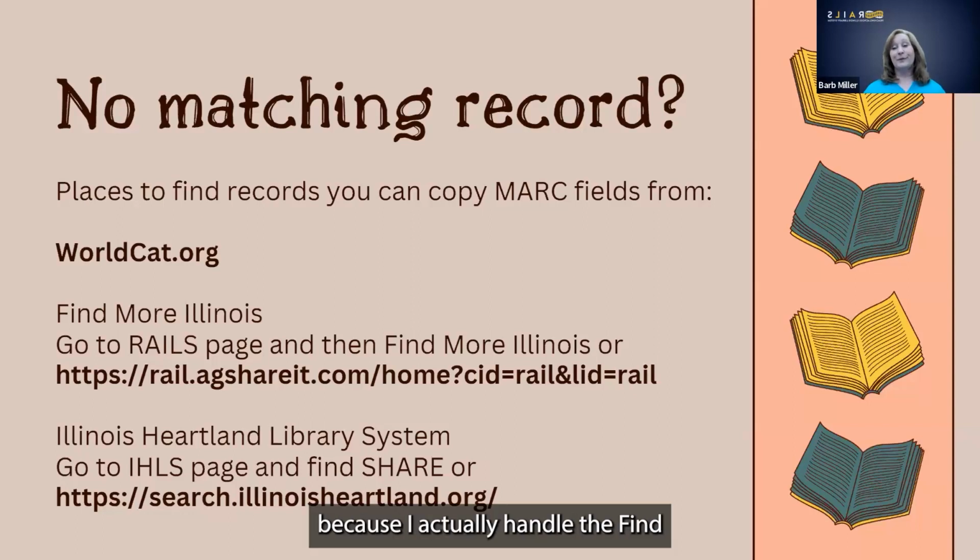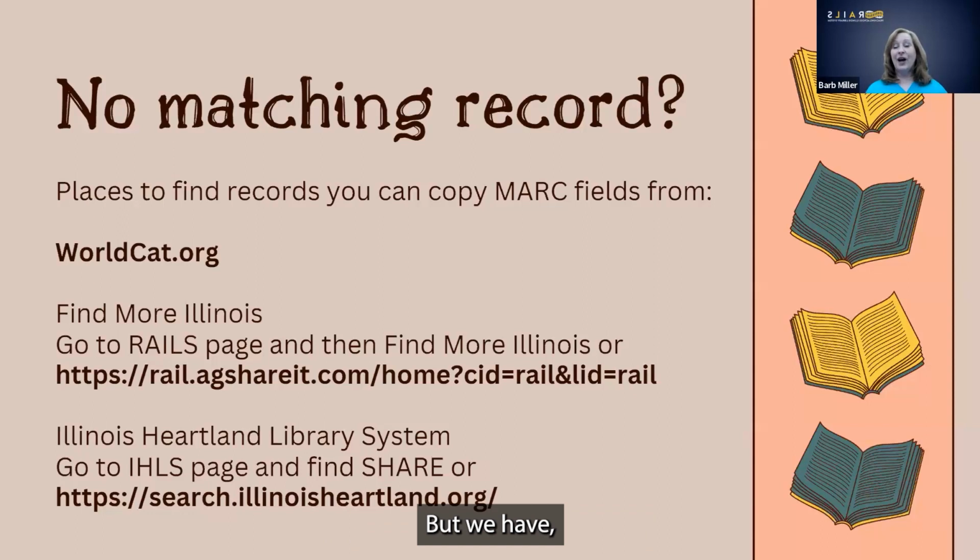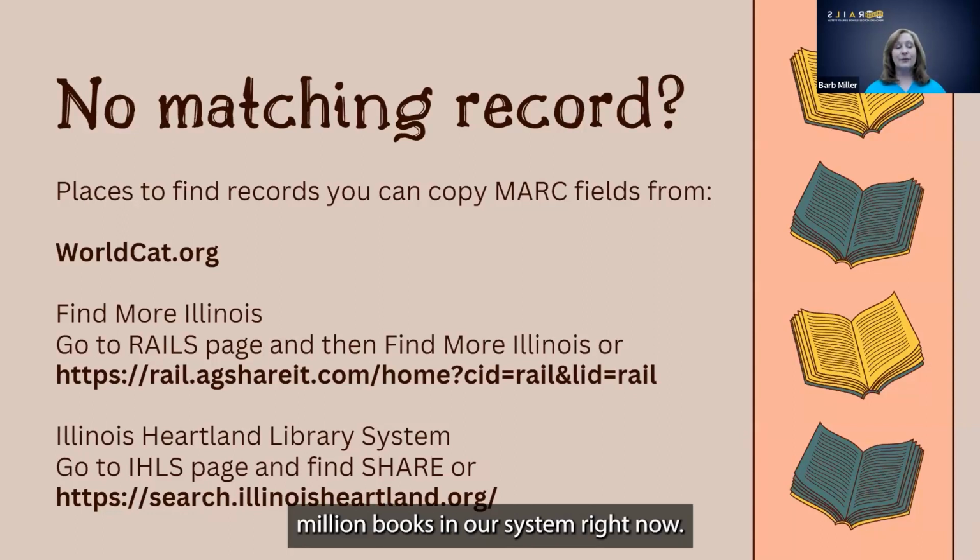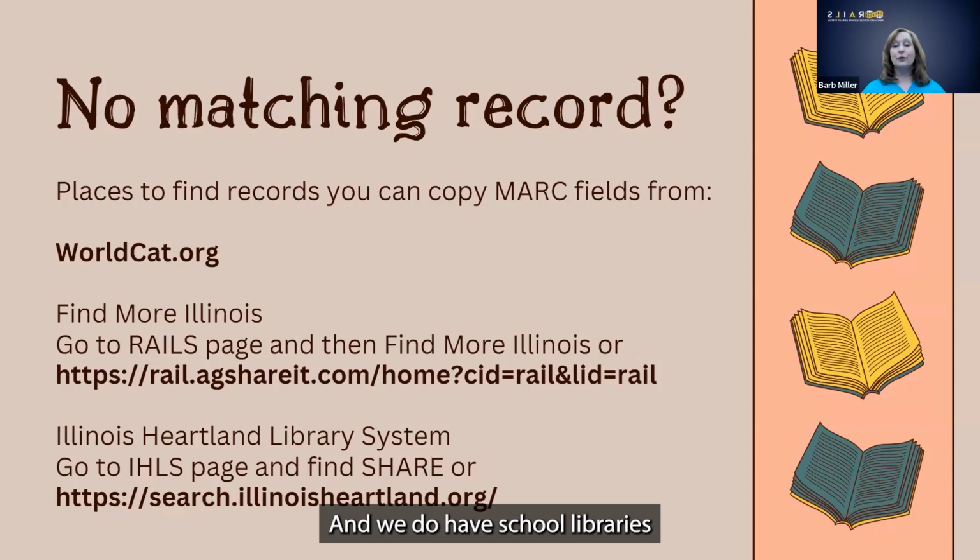This is where I'm going to give a plug because I actually handle the Find More Illinois program for Rails, but we have, I think, 2.5 million books in our system right now. So if you go to the Rails page and then to the Find More Illinois page, or just directly, that's the link to our catalog, you can do the same thing there. You can see if the book you want is there. And we do have school libraries in our cataloging system, so you will find kids' books there.